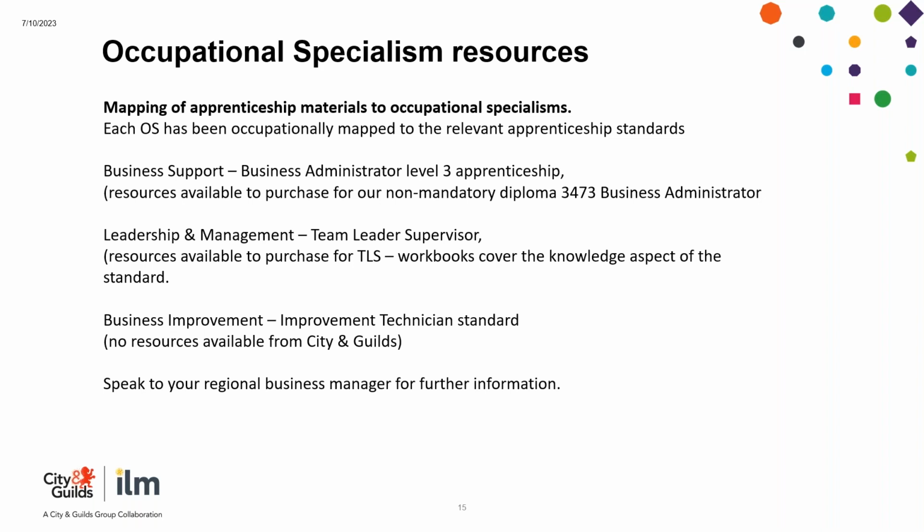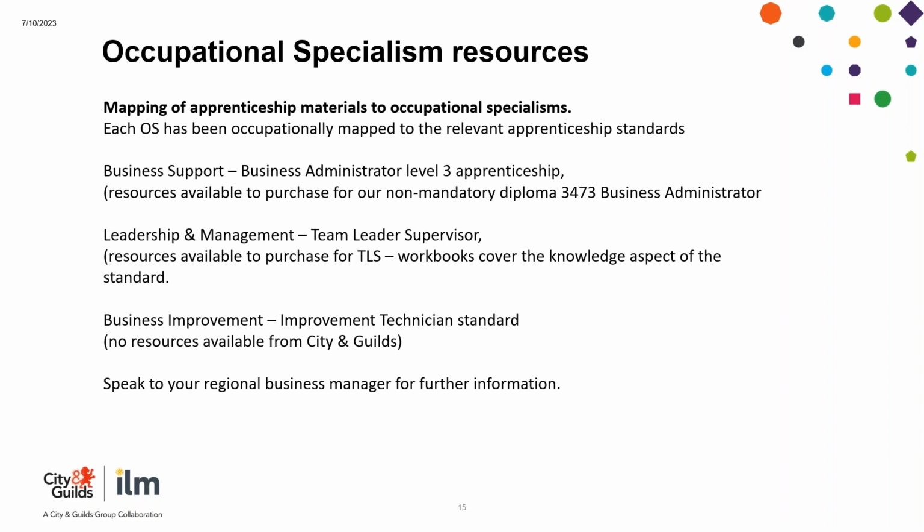So when we say occupationally mapped to apprenticeship standards, it may or may not be the case that your centre, where you are delivering, has an apprenticeship team. If so, that's to your benefit. If not, it's not the end of the world. However, it might be slightly more difficult to find resources. So I just want to highlight which standards are mapped to which occupational specialism. If you're offering the business support specialism, this is occupationally mapped to the level 3 business administrator apprenticeship, otherwise known as an EPA.